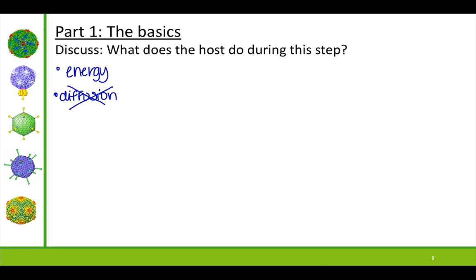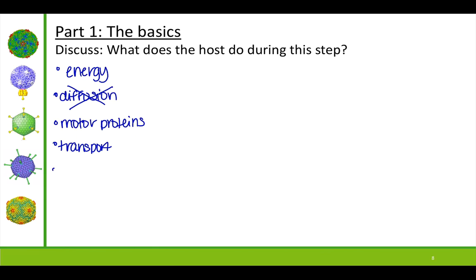And so if we're going backwards now, because we want to exit the cell, so we have to get from the nucleus to the plasma membrane, again, that's going to require energy. And a lot of that energy is going to be used for motor proteins. So those motor proteins that walk along or move along the microtubules are going to help us transport all of the viral pieces that we need to assemble the virions.